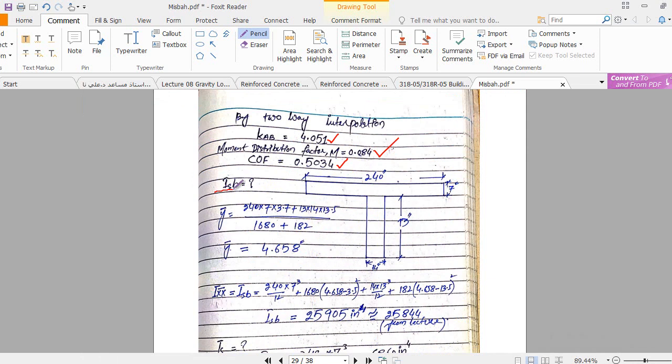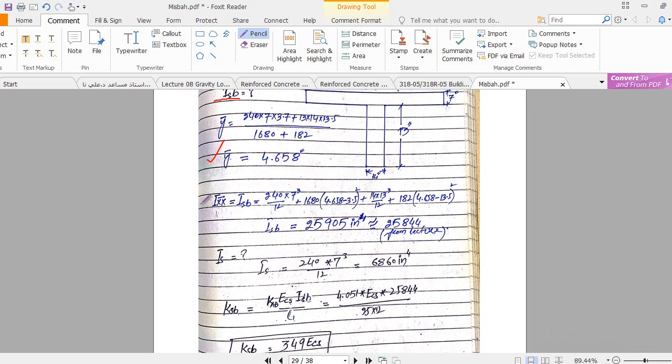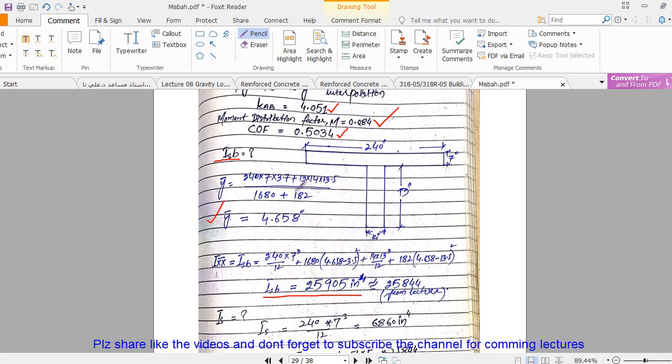Next we have to calculate the moment of inertia of this T section. What you need is to calculate the centroidal distance, then using the parallel axis theorem you find out this value, clear? And one more thing which is very important to share with you.